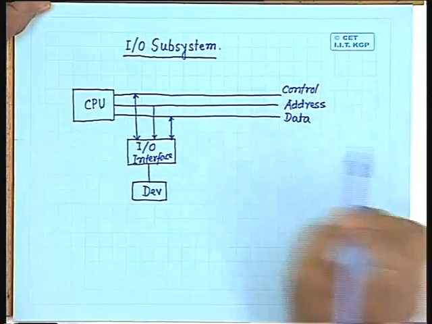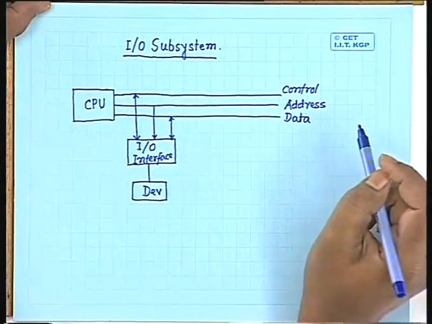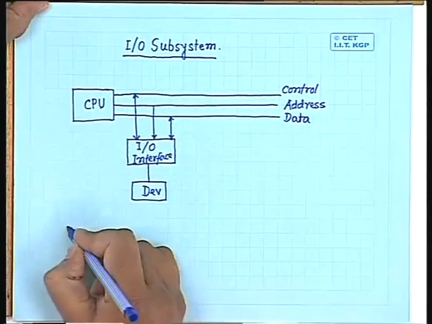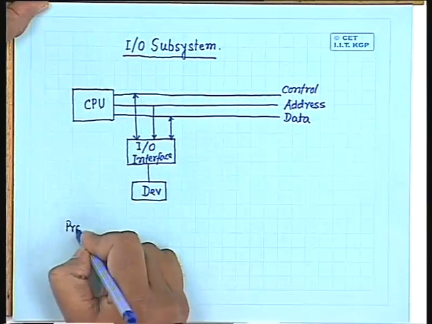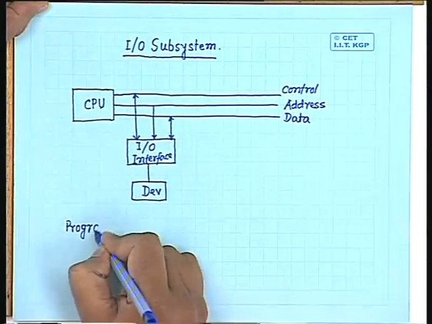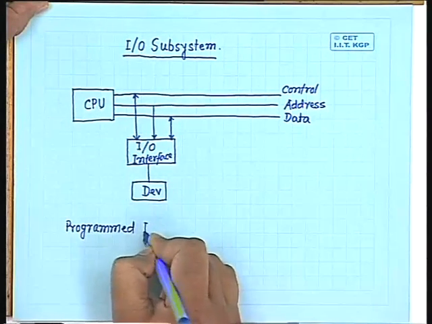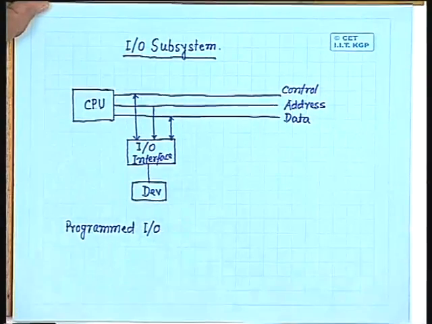Now when we talk about an I/O subsystem, we can have three different kinds of I/O. The first kind of I/O is called programmed I/O. That means the input-output device is under direct control of the CPU. So any software which has to be executed to access the input-output device will be executed by the CPU. Okay, the I/O operation will be initiated by the CPU, and it will also be terminated by the CPU.